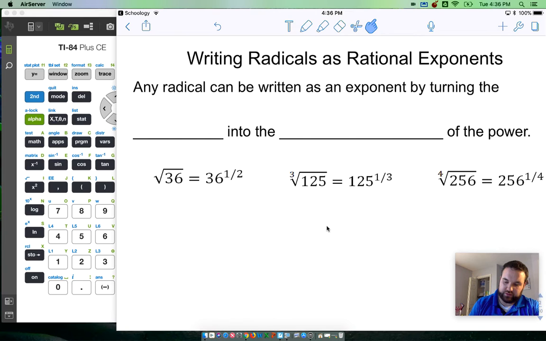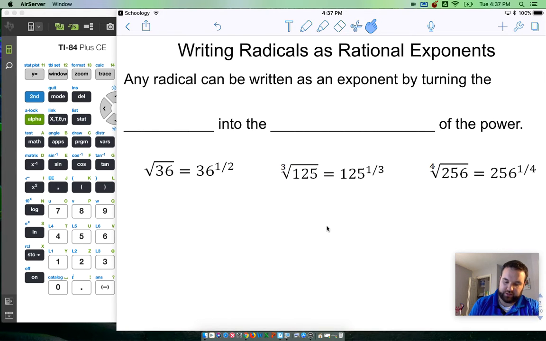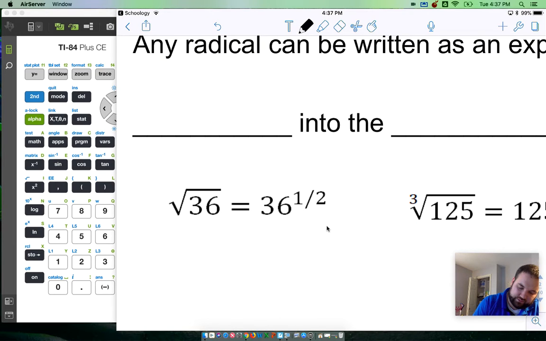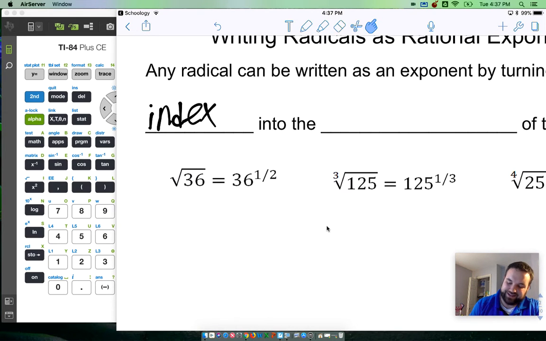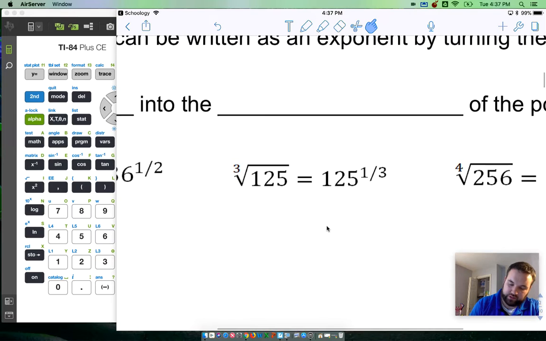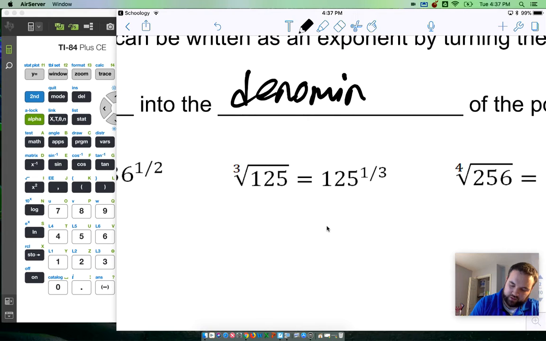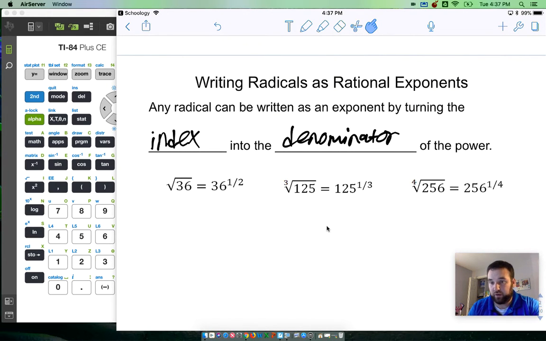Just to get into it, this is something that you may have already picked up from the previous sections. If I want to take a radical and write it as an exponent, I can simply take the index of the radical. Remember, the index is whether it's the square root or the third root. And I can write that as the denominator of the power.